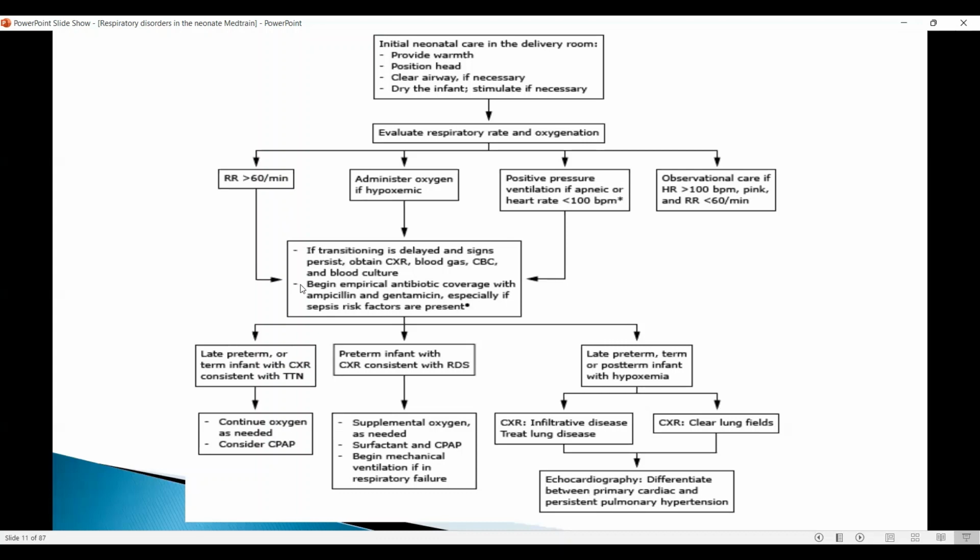One of the criteria is met. You administer oxygen if the baby is hypoxemic. You are monitoring the saturation as well. So if the baby is transitioning and you suspect TTN, you obtain the chest X-ray, blood gas, blood count, and blood culture. You begin empirical antibiotic therapy.